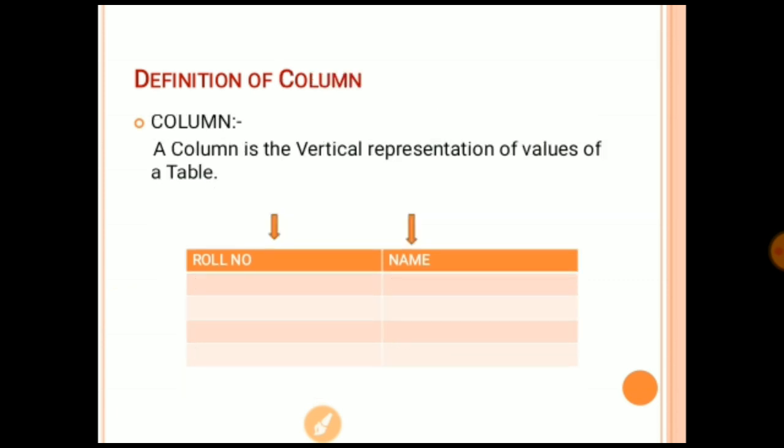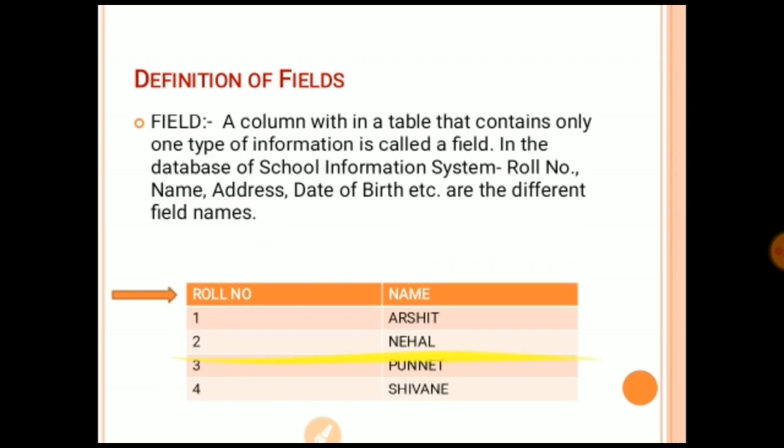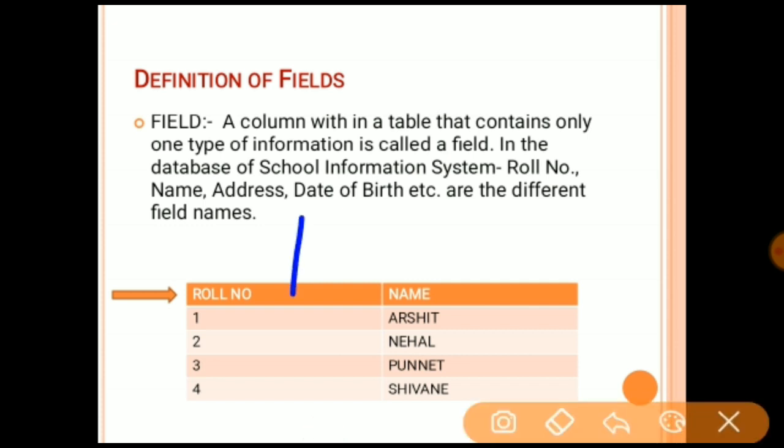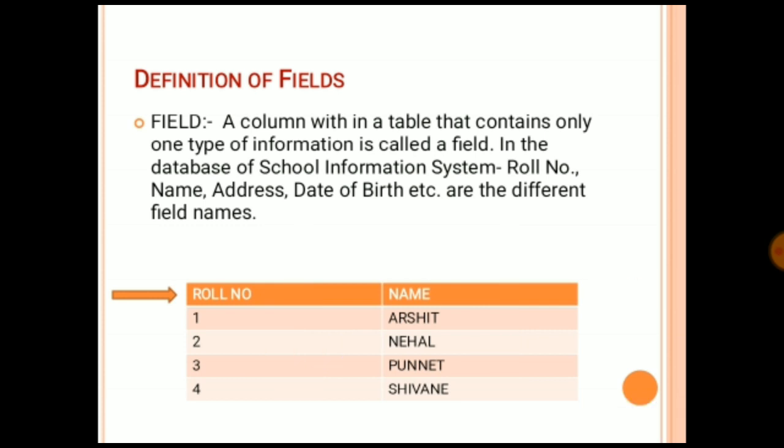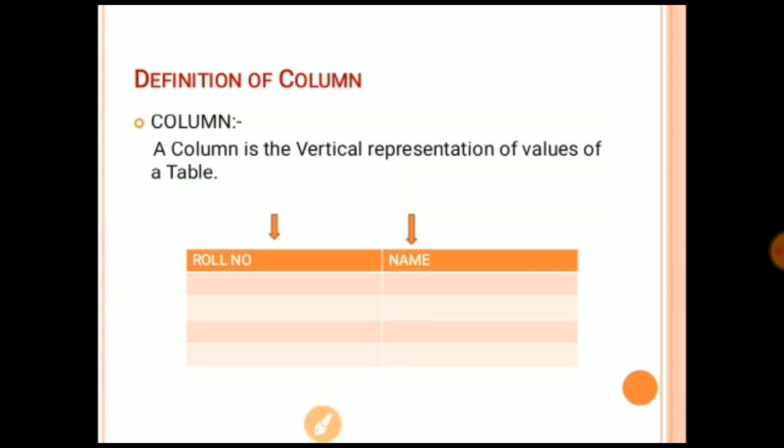Okay. Definition of column. A column is the vertical representation of values of a table. Whatever you see here, we have two columns: one column is roll number, another column is name, right? So a column is basically just a vertical representation. You can store values horizontally or vertically, and we have both types of values here. Vertical values are known as columns and horizontal values are known as rows. Okay.